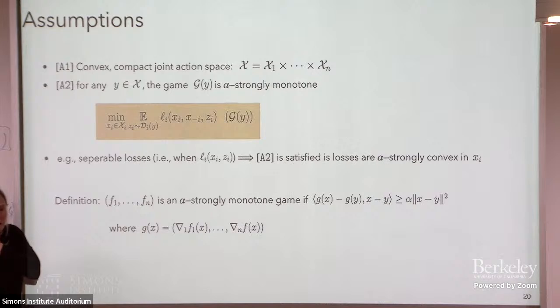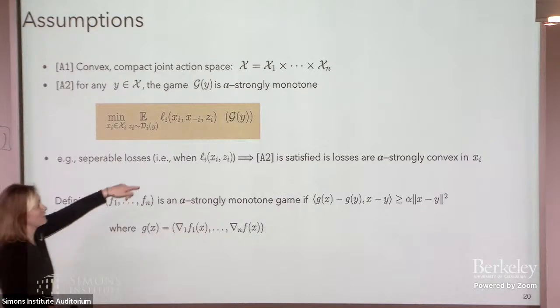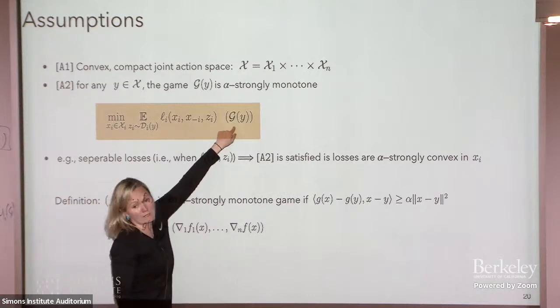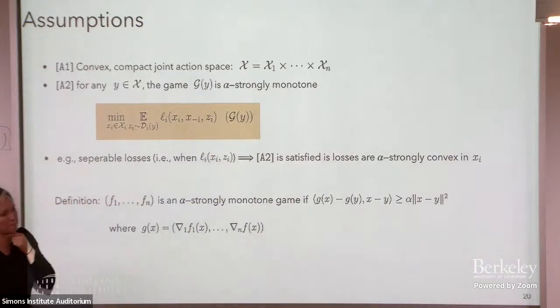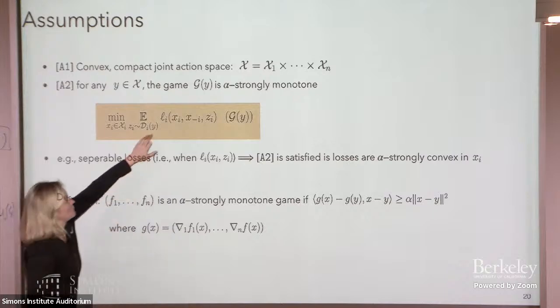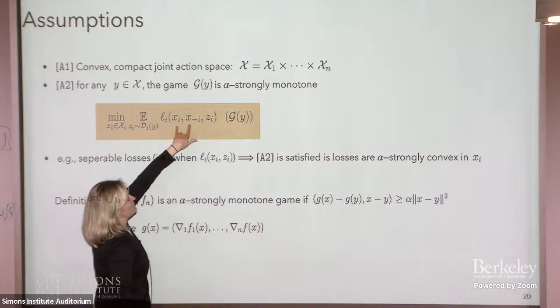What is y exactly? Any joint action in the joint action space of all the players. So we can define a game for any y. We can define this auxiliary game. Does this make sense? This is fixed, but we still have the dependence on xi and x minus i.